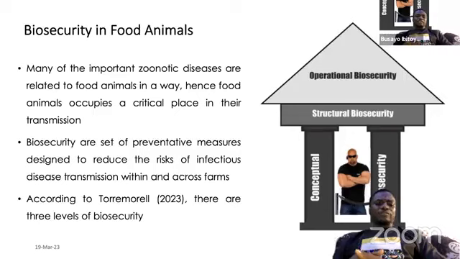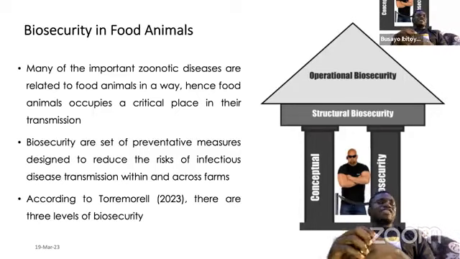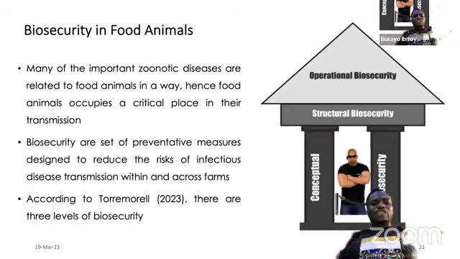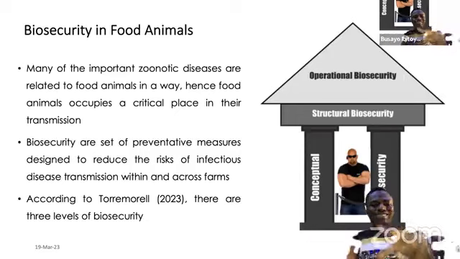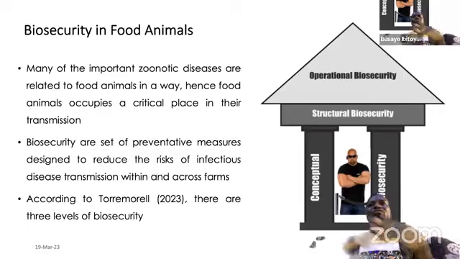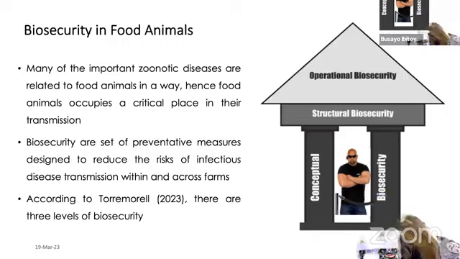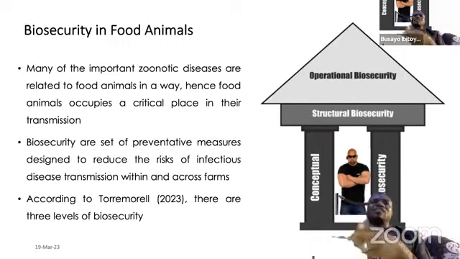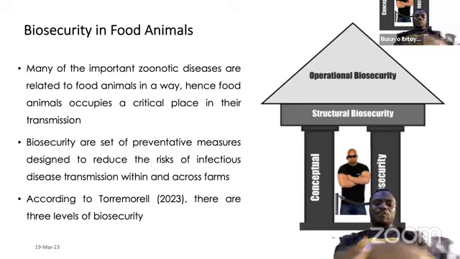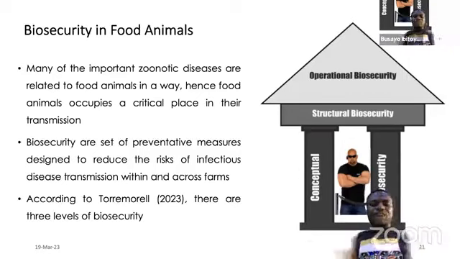that can get to humans eventually. Now, biosecurity, as we all know, is a set of preventive measures designed to reduce the risk of infectious disease transmission within and across farms. In biosecurity, you are not only preventing pathogens from coming to your farm, but if your farm has an established infection, you are also trying not to spread that infection out of your farm to other farms.